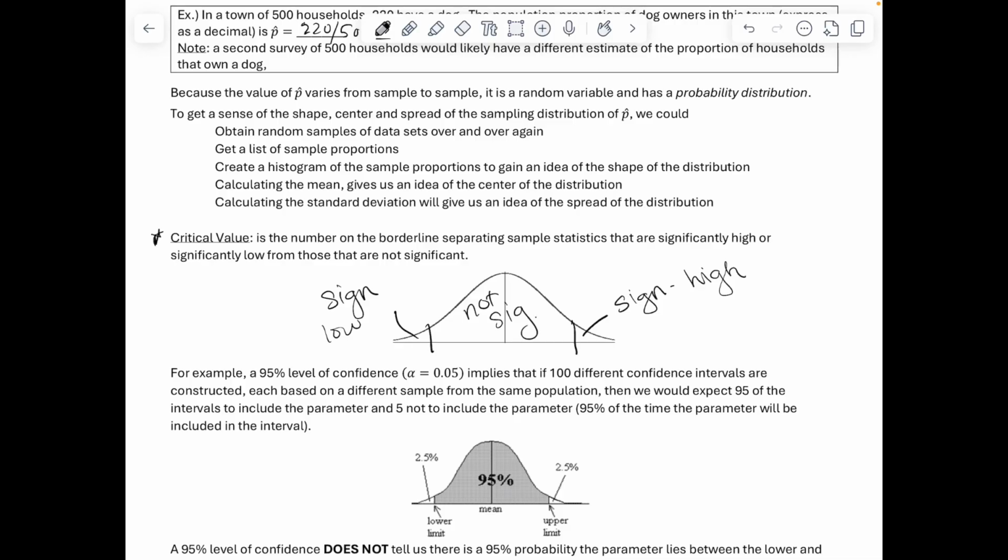For example, a 95% level of confidence, or alpha equals 0.05, implies that if 100 different confidence intervals are constructed, each based on a different sample from the same population, then we expect 95 of the intervals to include the parameter and 5 not to include the parameter. 95% of the time the parameter will be included in the interval.